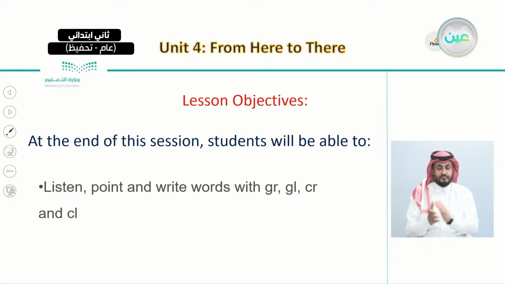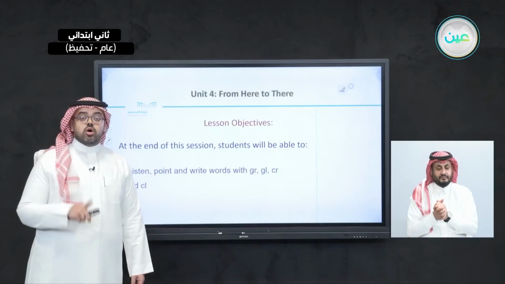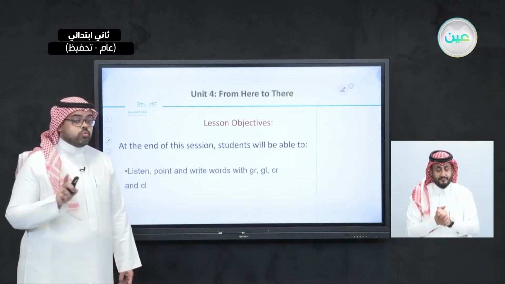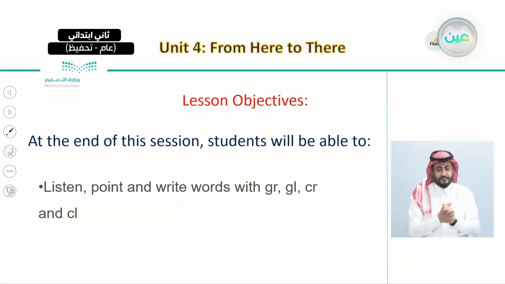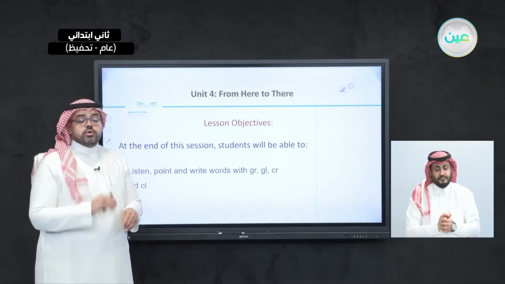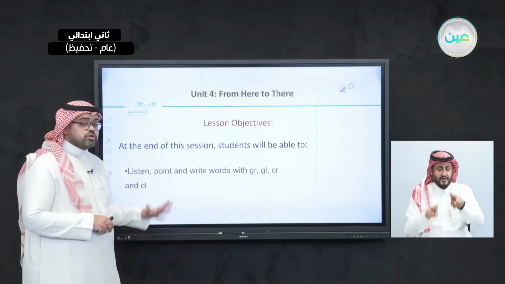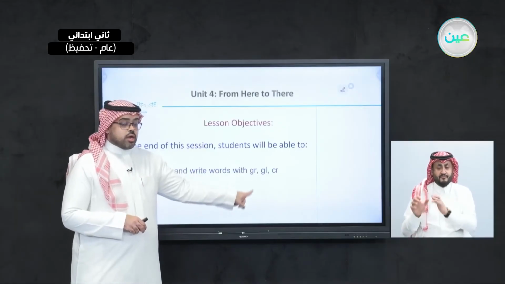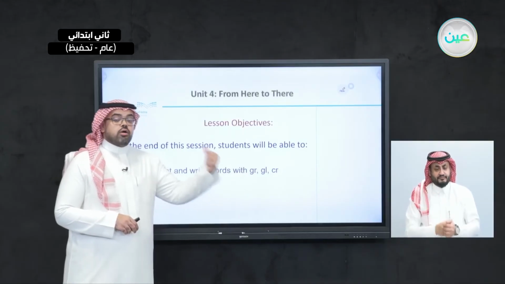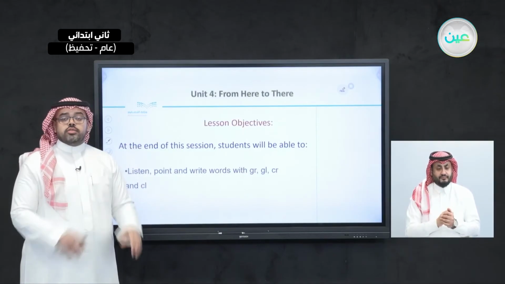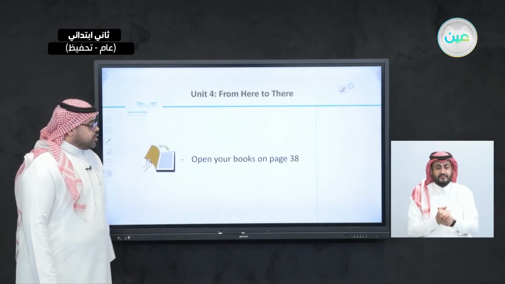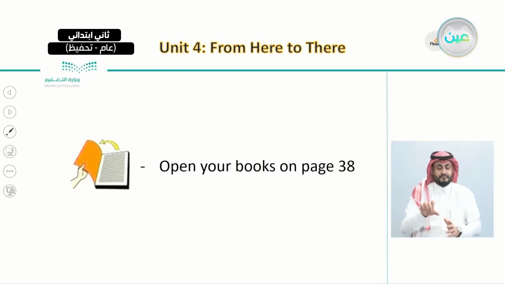Now, let's get to know our objective in today's lesson. We hope that at the end of this lesson, you will be able to listen, point, and write words with GR, GL, CR, and CL. So in today's lesson, we're going to practice identifying words that start with these letters, GR, GL, CR, and CL, and to know the differences between them. So, now I would like you to please open your books on page 38.